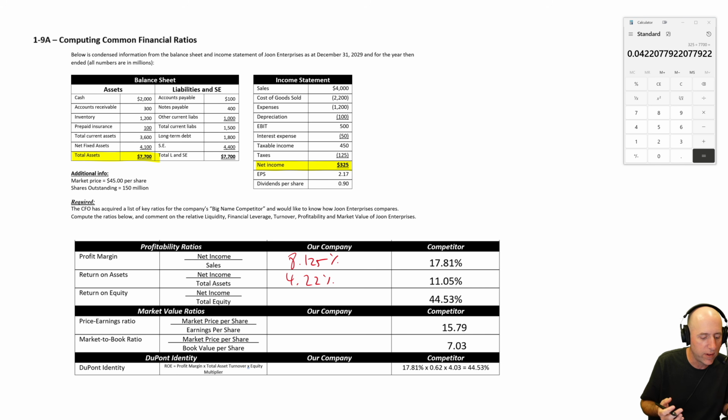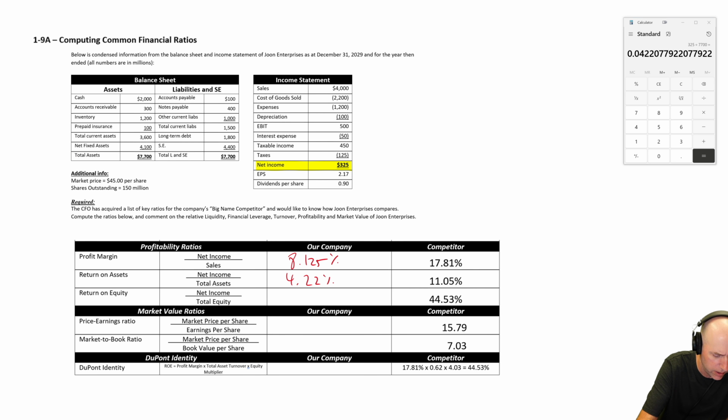This is how effectively you're using your assets to generate a profit. You know, how many dollars worth of assets does it take for you to generate $1 in profit? So for every dollar I've invested in assets, I generate 4 cents of profit. Not great compared to my competitor.